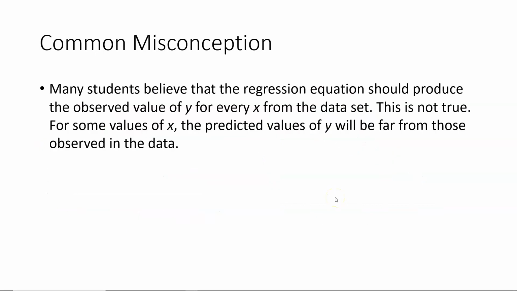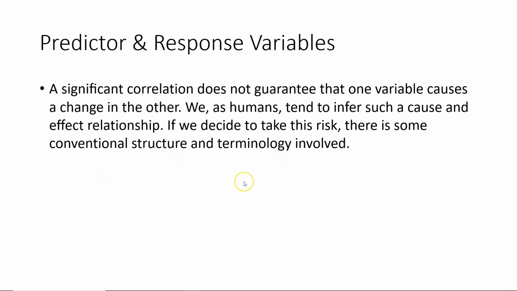Let me clear up a common misconception that students often have regarding linear regression equations. Many students believe that the linear regression equation should produce the observed value of y for every value of x from the data set. This is not true. For some values of x, the predicted values of y will be far from those observed in the data. A significant correlation does not guarantee that one variable causes a change in the other. We've discussed that before in a previous video. However, we as humans tend to infer such a cause and effect relationship.